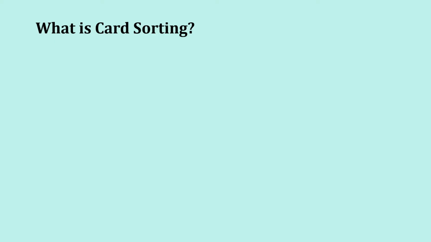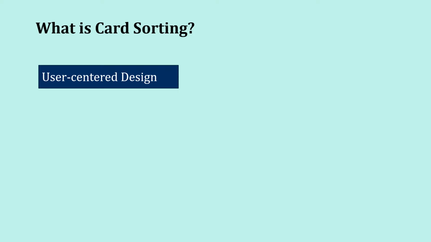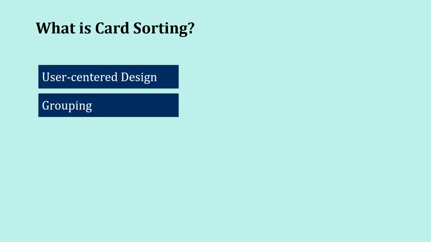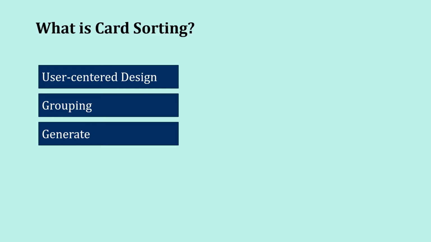What is card sorting? Card sorting, one input in a user-centered design process, involves sorting a series of cards into groups that make sense to them. Each card is labeled with a piece of content or functionality. These cards can help generate an overall structure for your information and suggestions for navigation, menus, and taxonomies.